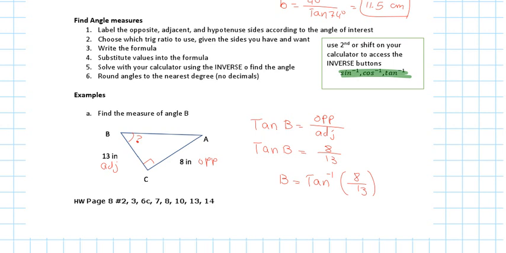Now, you should always, unless the question asks you otherwise, report your angles to the nearest degree. Do not report angles with a decimal. So what would be your degree for this one? 31.6, so 32.